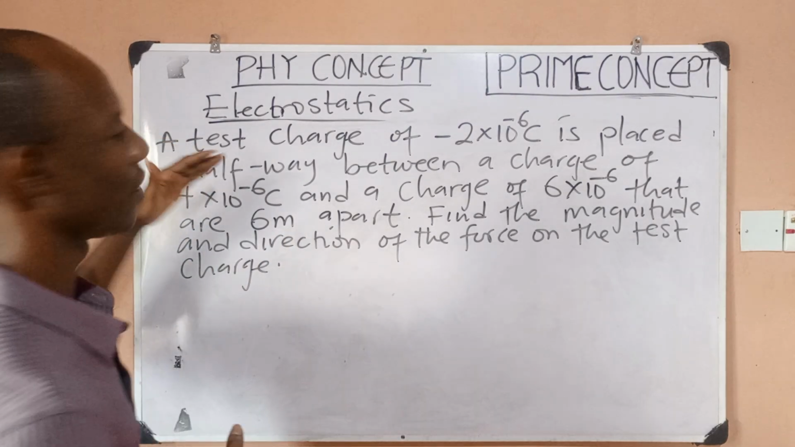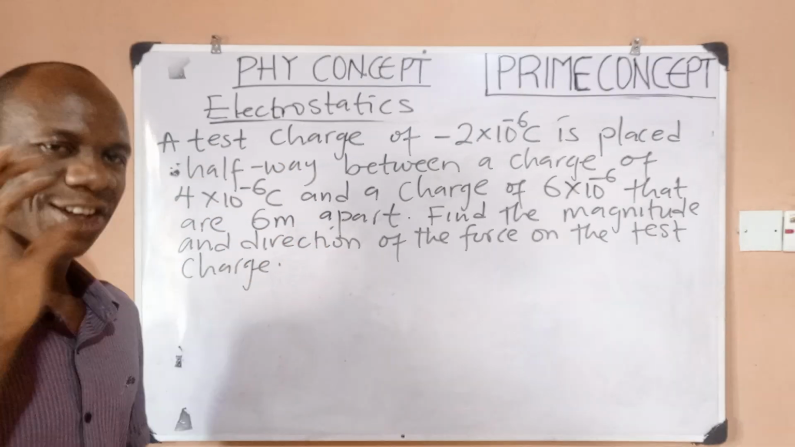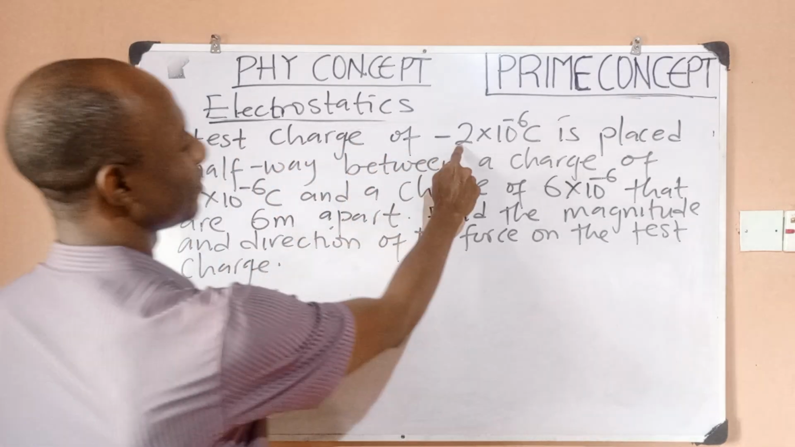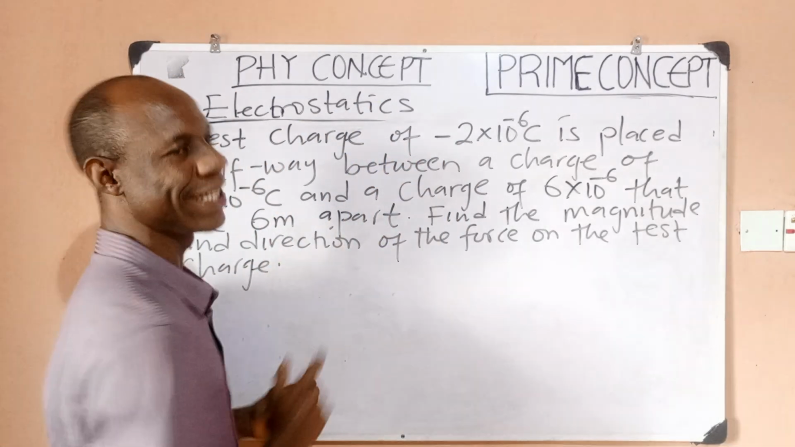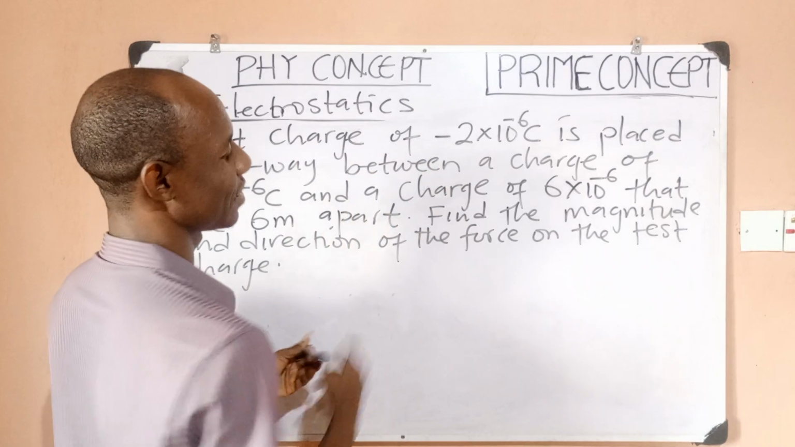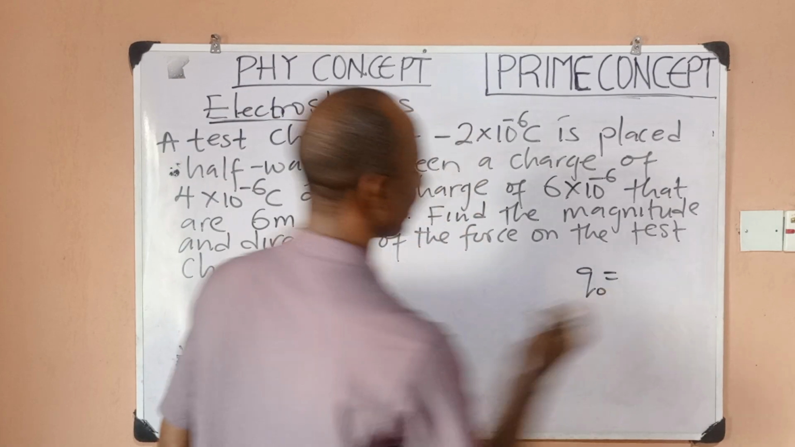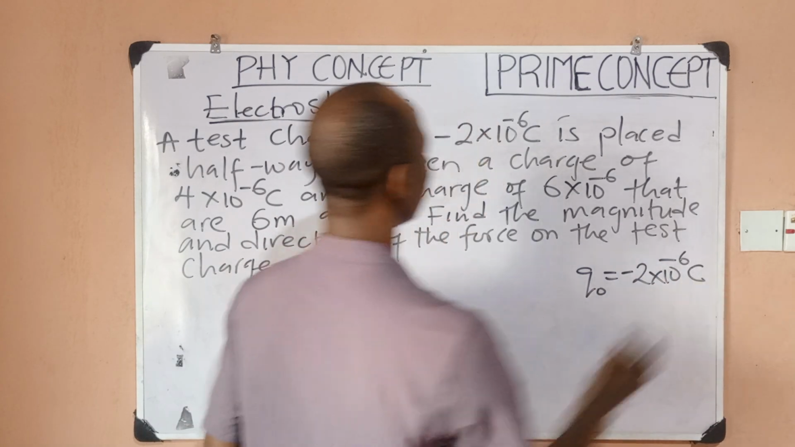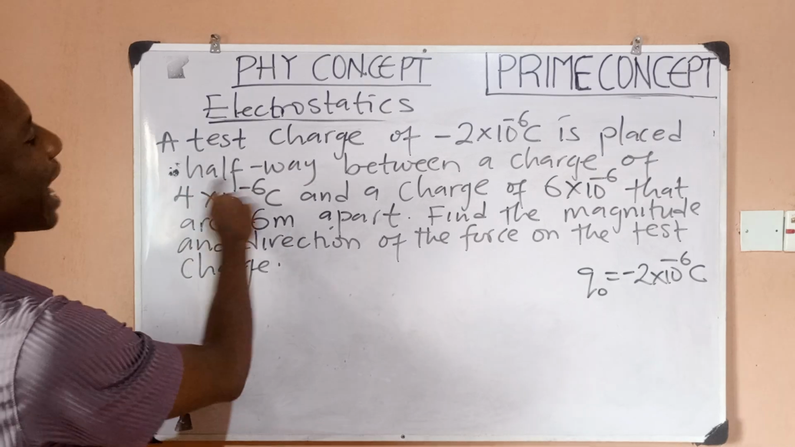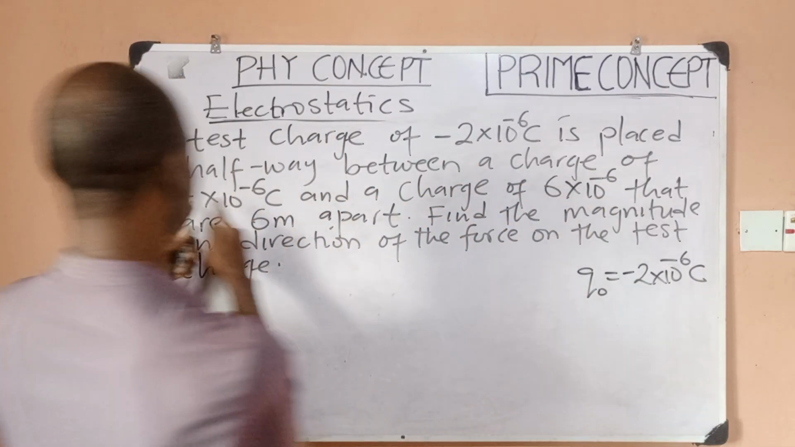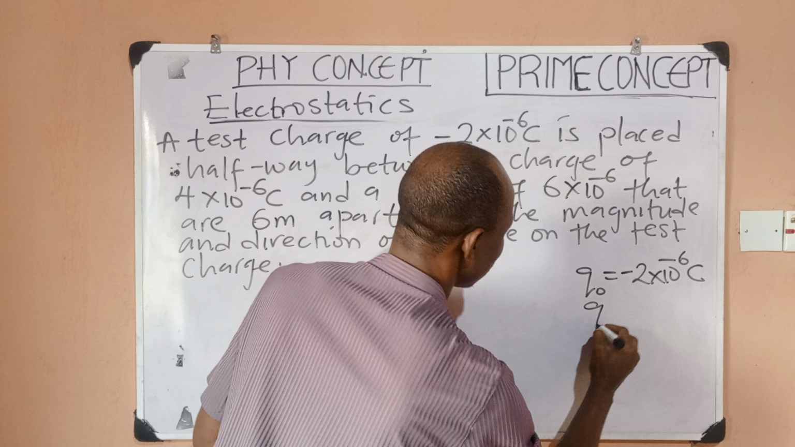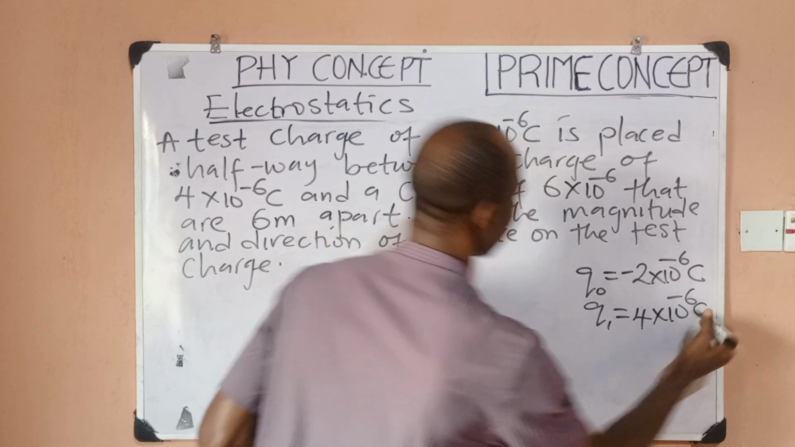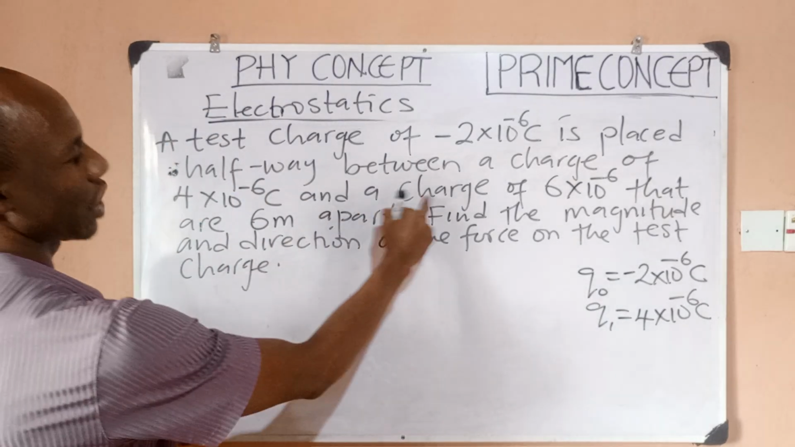Now we'll have another problem on electrostatics to analyze so that the concept will be very clear to you. Now we have a test charge. This time around, our test charge is negative. I'm going to call it Q naught, my test charge, and the value is minus 2 times 10 to the power minus 6 Coulomb. It is placed halfway between a charge, which I'm going to call Q1 as my first source, of 4 times 10 to the power minus 6 Coulomb. So Q1 is positive, and a charge of 6.